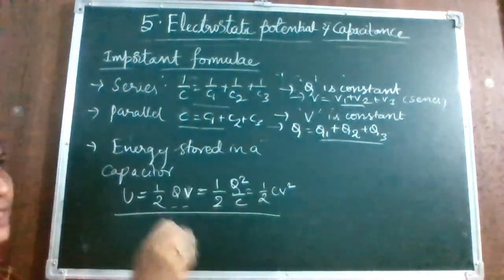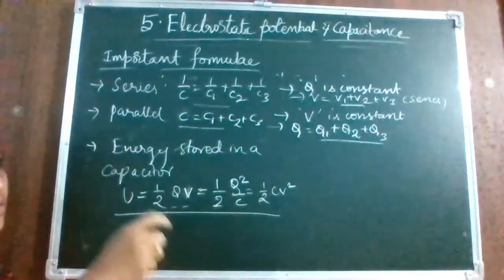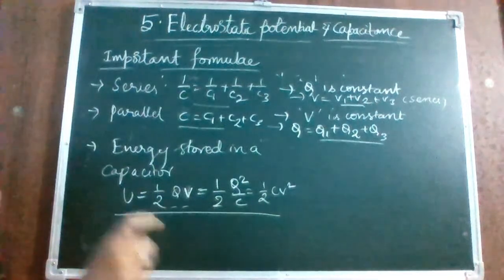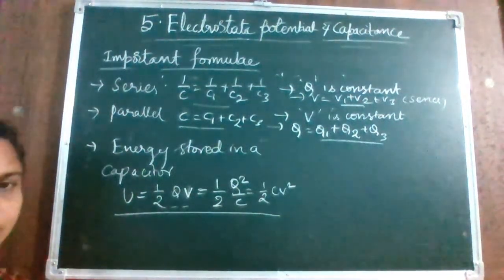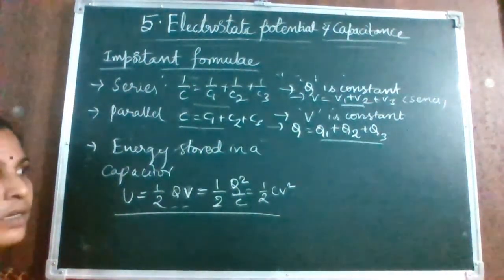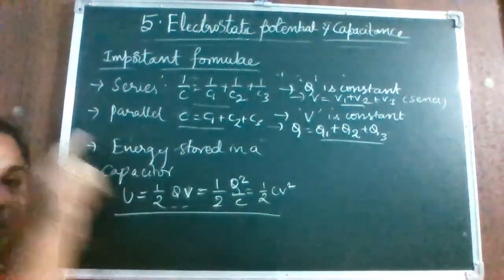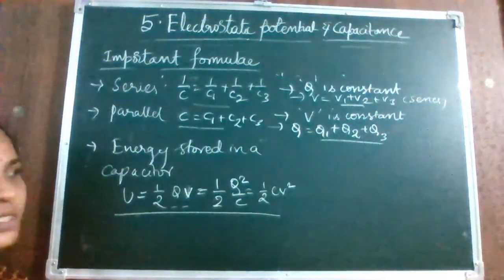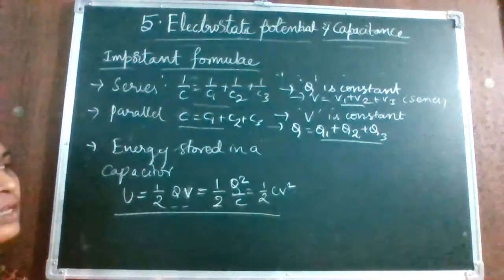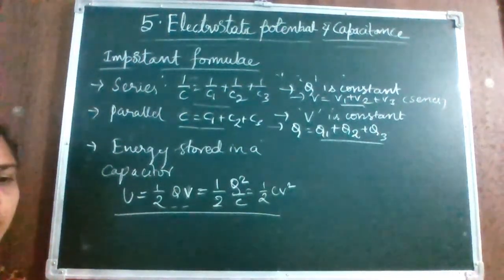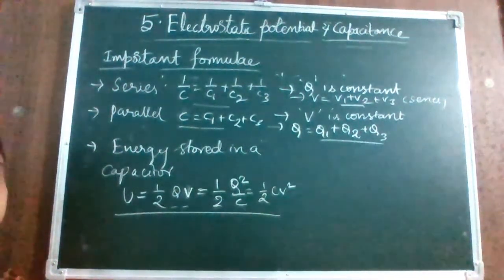For the problem, if he gives any problem, you have to write the formula first. For the formula, you will have 1 mark. And don't forget the units. If you forget the units, you will lose marks. Okay? Students, clear?